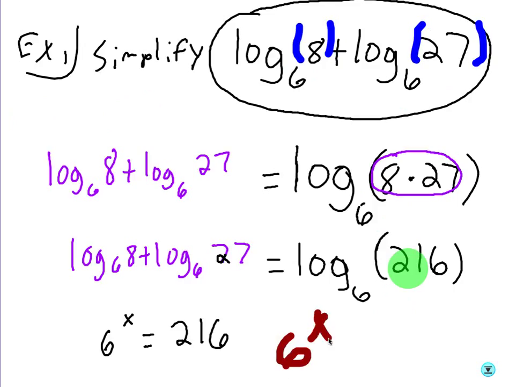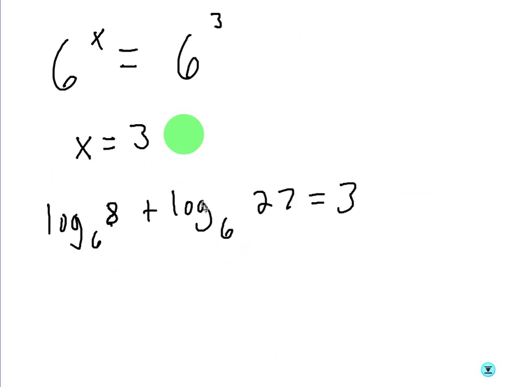It's third, right? So if we were to solve this, 6 to the x equals 6 cubed, we can see that x equals 3. So we're building on concepts we've learned. Then ultimately, log base 6 of 8 plus log base 6 of 27 equals 3. The way we found that was by multiplying inside the log and then evaluating using an exponential.